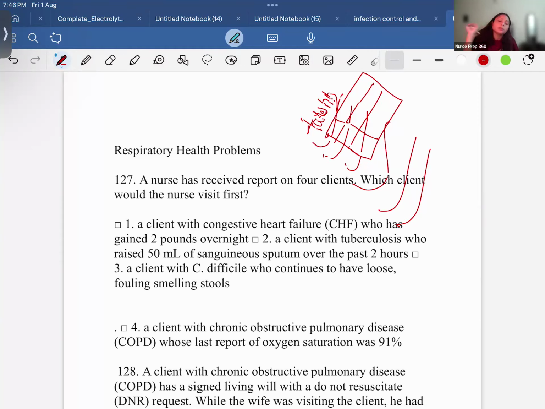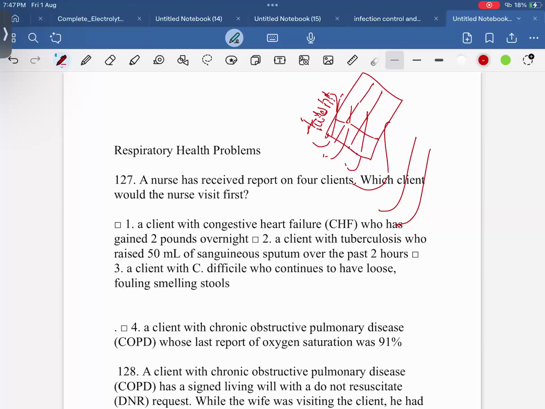Next, question number 1, option number 1, read it. Client with congestive heart failure who has gained 2 pounds overnight. Don't you think that it is a priority? Within a day, a patient has gained 2 pounds. Yes, ma'am, because of edema, fluid accumulation. It is a worsening of heart failure.